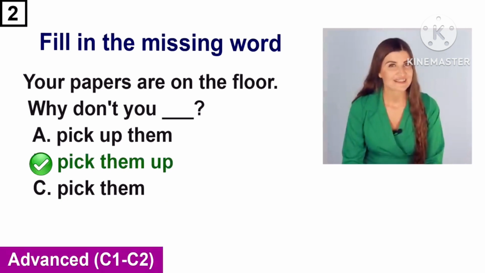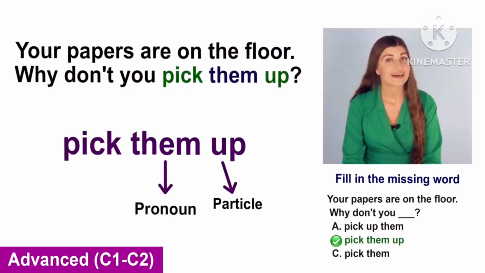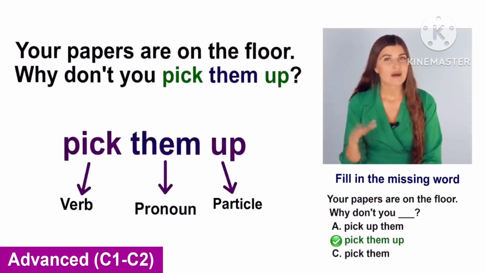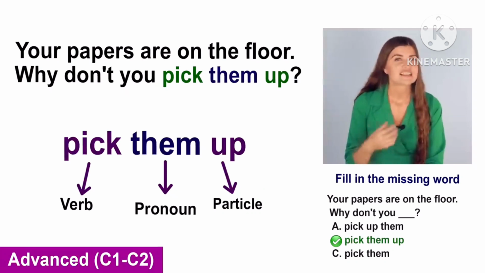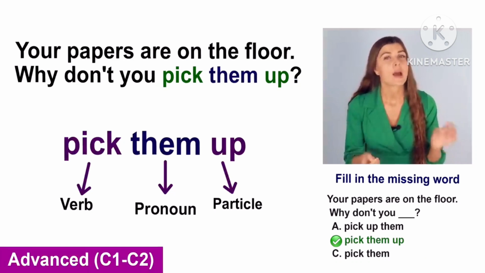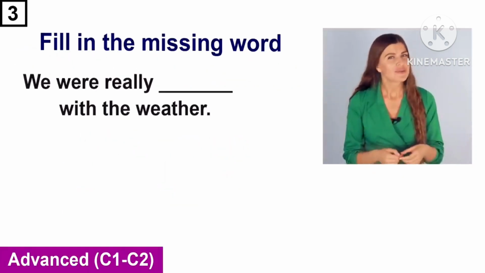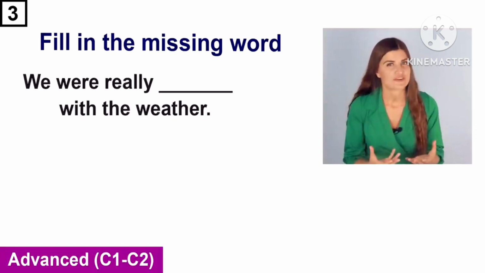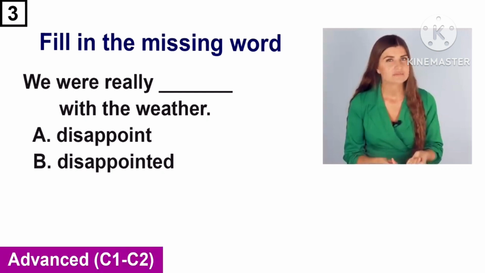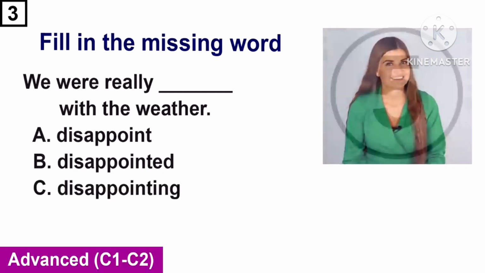The right answer is pick them up. Them is a pronoun and up is a particle. When the direct object is a pronoun, it's usually placed between the verb and the particle. Pick them up. The next one. We were really ___ with the weather. A. Disappoint. B. Disappointed. C. Disappointing.